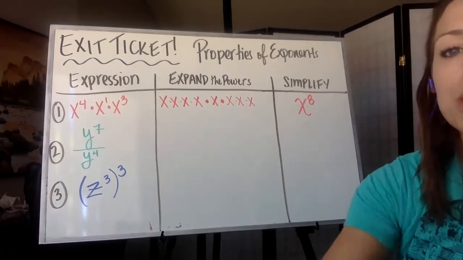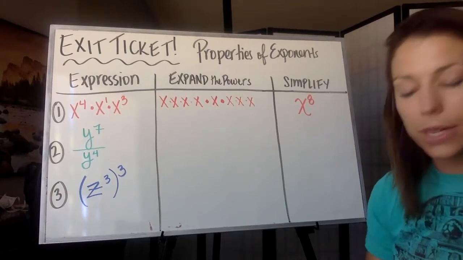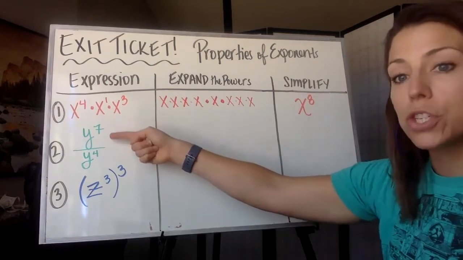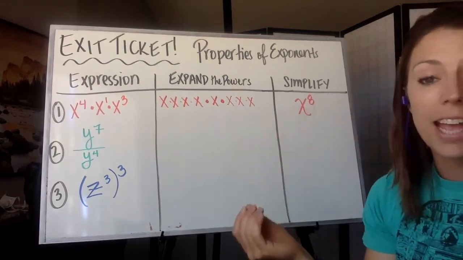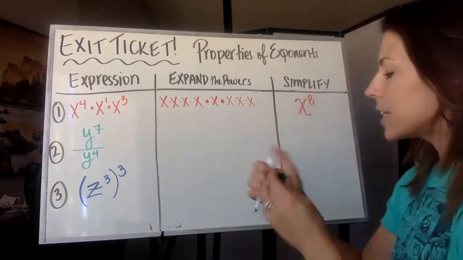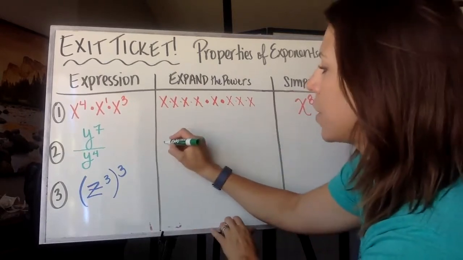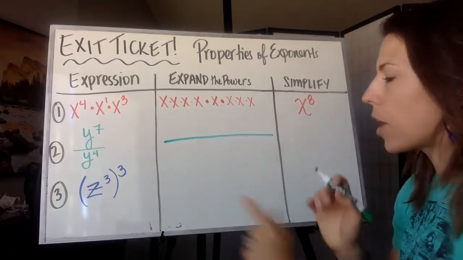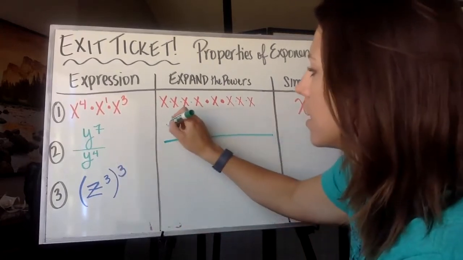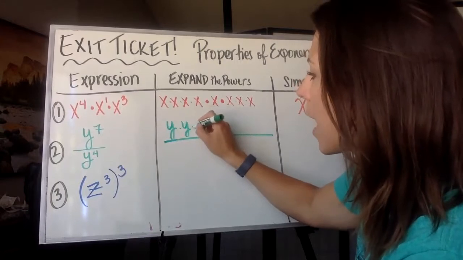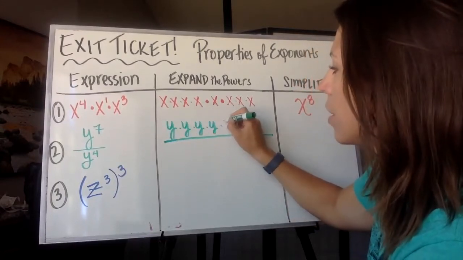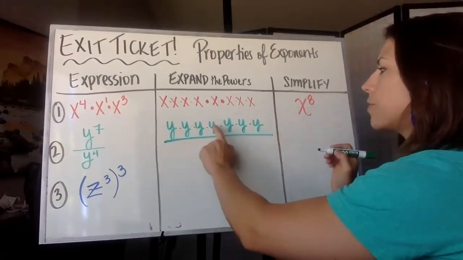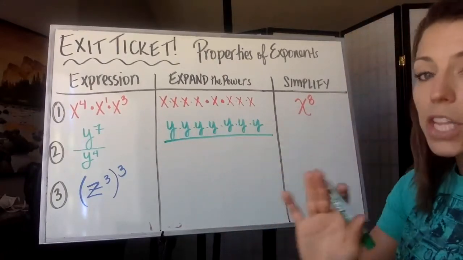Now, number 2 is what we would call a quotient of powers. And the reason I know it's a quotient of powers is because it is division. We have 2 powers and they both have y, meaning they have the same base. So let's go ahead and expand. When you expand a quotient of powers, the first thing you always want to do is put in your fraction bar, and we'll start with y to the 7th. That means y multiplied by itself 7 times. 1, 2, 3, 4, 5, 6, 7. Perfect. That's in the numerator.